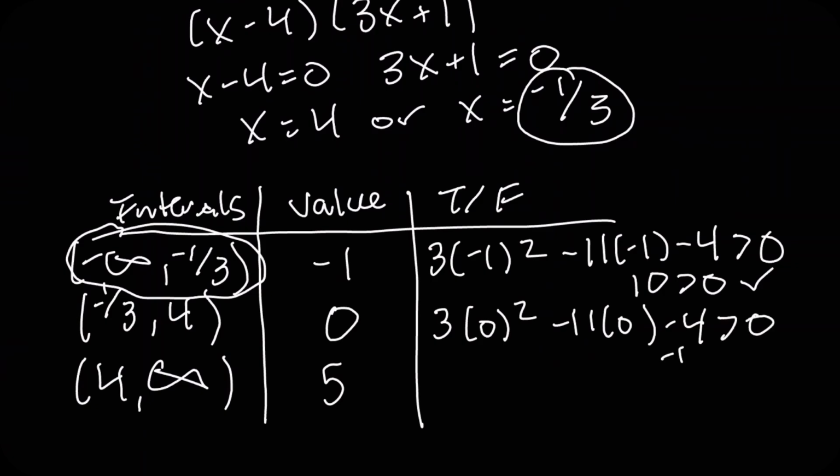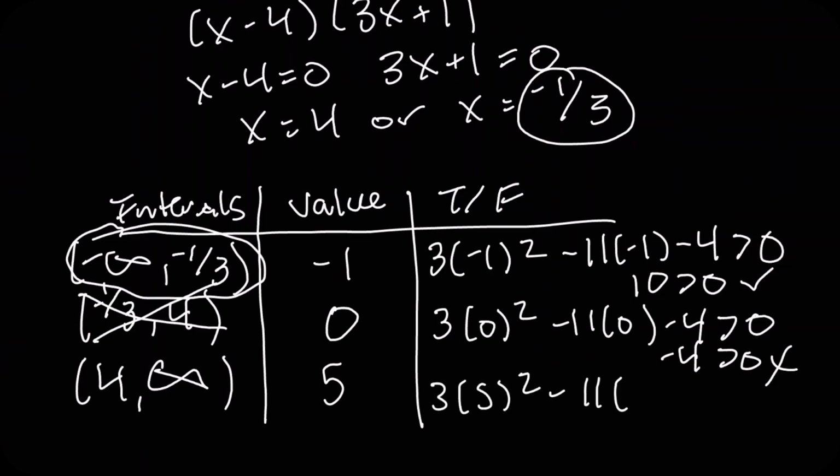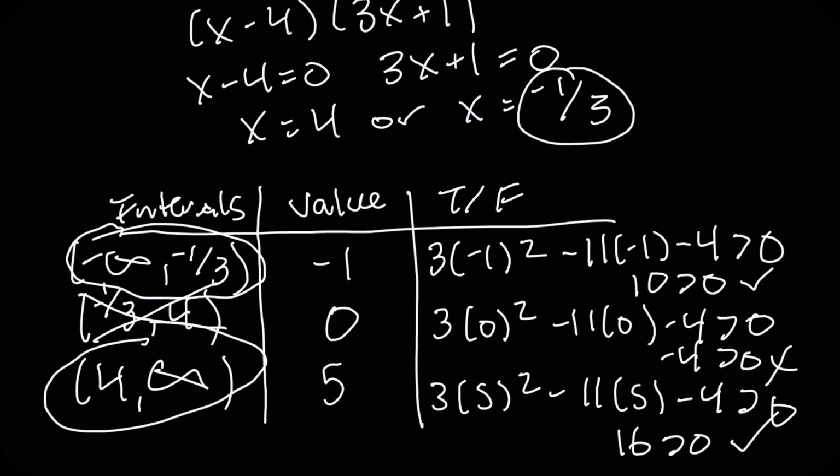That'll get us a negative 4 greater than 0, which does not make any sense. So this one is not going to be included. And our last one is to test this 5 value. See if that is greater than 0. This will give us a 16 greater than 0, which does make sense, so we'll go ahead and include that one as well.